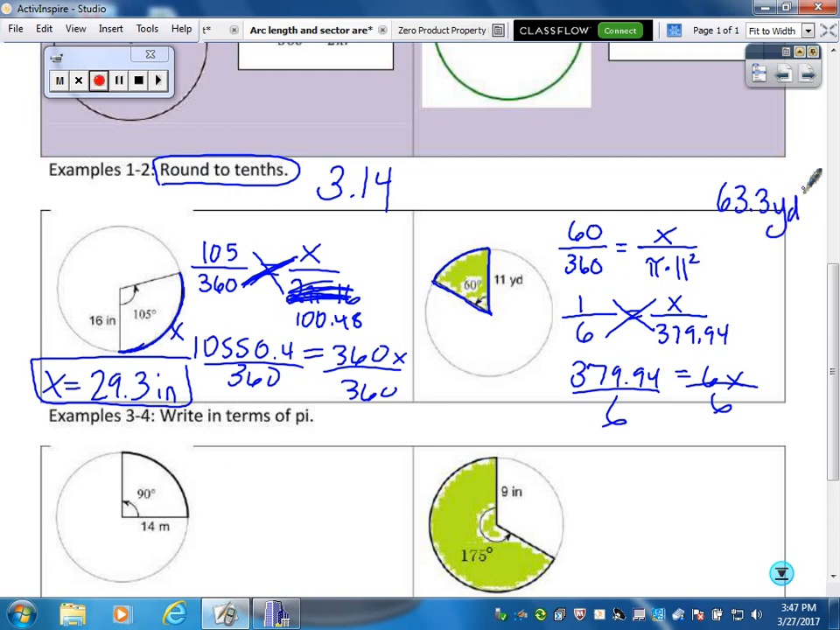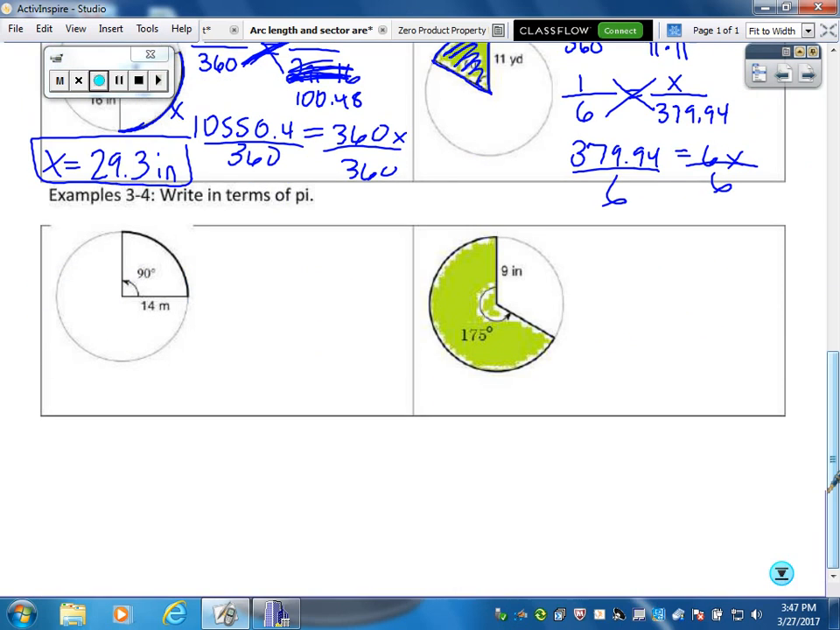yards squared. Did you remember your unit there like we were talking? So circumference can be normal units, but your area needs to be squared. So we just found that this section right here was 63.3 yards squared. So something new coming up is right in terms of pi.